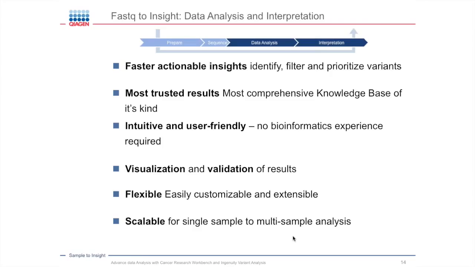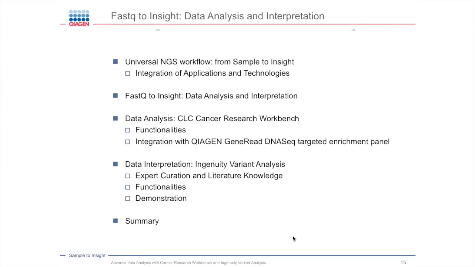The solution offered by QIAGEN provides you faster, actionable insight to help you identify, filter, and prioritize those variants. It provides you trusted results, leveraging the most comprehensive knowledge base of its kind, the knowledge base that we will discuss in variant analysis. Most importantly, it's intuitive and user-friendly. You don't need bioinformatics experience to be able to do the data analysis and the interpretation. There is a ready-to-use workflow for you to do your analysis.